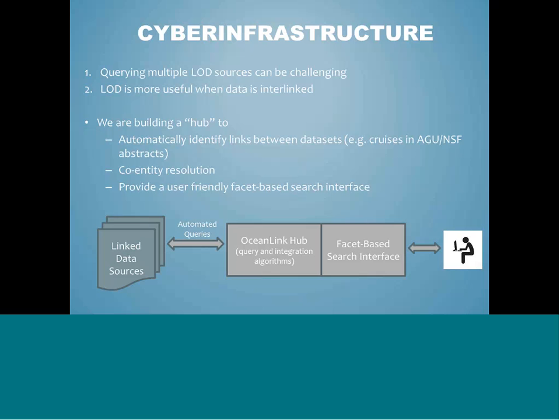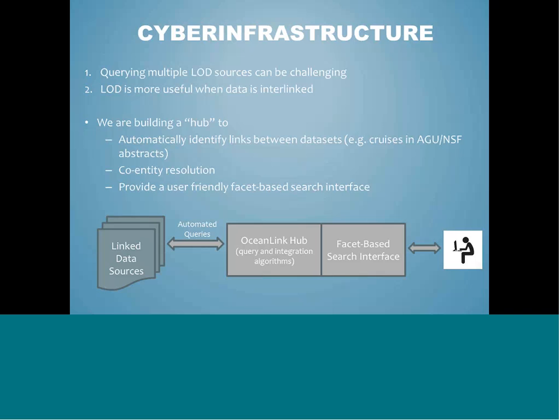But also what this hub is going to do, it's going to periodically poll the linked open data sources, and it's going to attempt to automatically identify the links between data sets. So for example, a number of ocean science cruises are mentioned in the AGU abstracts. They're also mentioned in the NSF funded award abstracts. So we're going to pull out those links automatically and make those available for search.